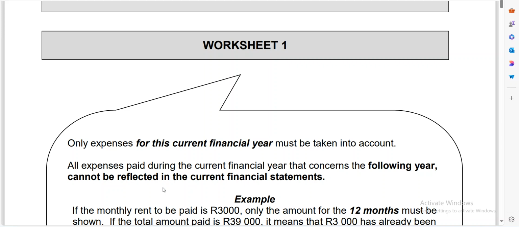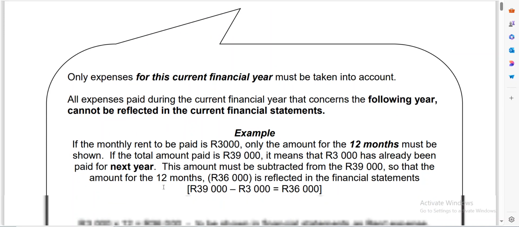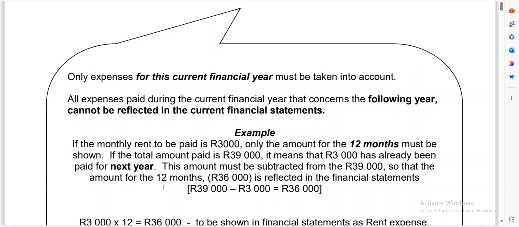Okay, so now here they've given us an example, and I think this will help us as we continue with our lesson. It will make our work much easier. Here they're saying that if the rent to be paid is 3,000, only the amount for 12 months must be shown. So if, for example, we are renting a place for 12 months, we are only supposed to record the rent that we're going to pay for that particular 12 months. Anything that exceeds that 12 months is supposed to be deducted. And they gave us an example here.